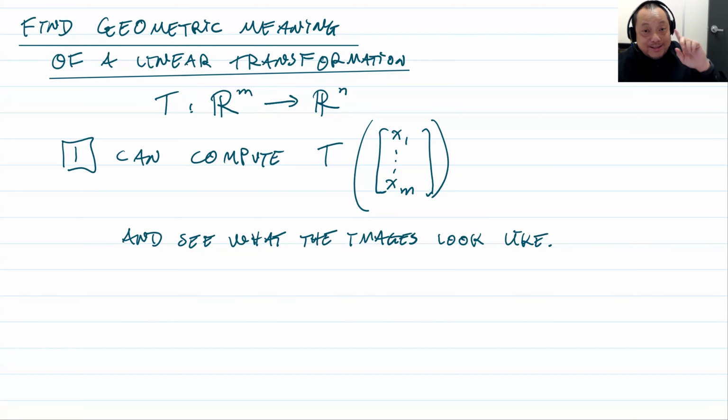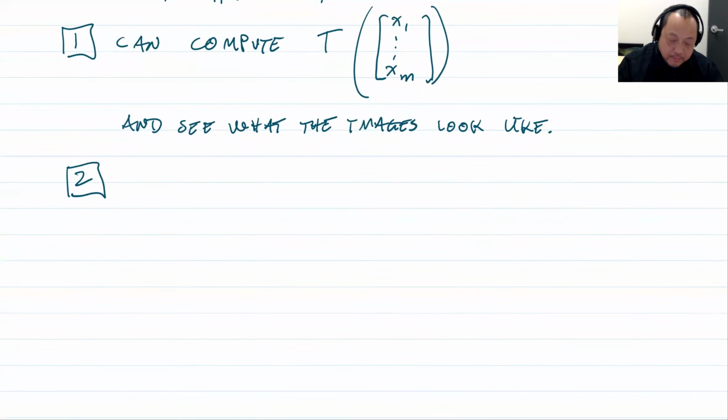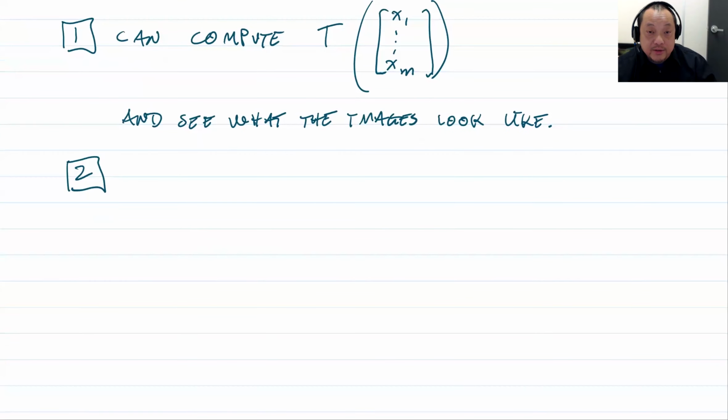I want to show you a second way of doing this. The second way is to compute T on each unit vector and see where the unit vectors go, and then look at the combination at the end and see what it does. Let me write it down first and then I'll explain it, and it makes a lot more sense.